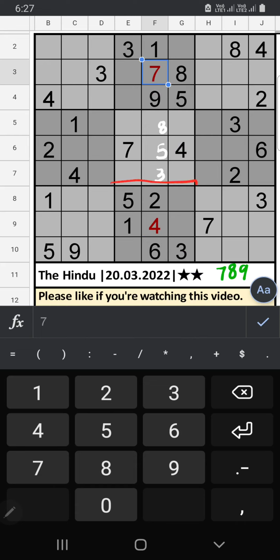Eighth grade, 3 numbers are remaining: 7, 8 and 9. Column C we have 8, so 8 can't come in these cells. 8 is confirmed here. Then only 2 numbers are remaining: 7 and 9. 9th row we have 7, so 7 can't come in this cell. 7 is confirmed here, then 9 is here.